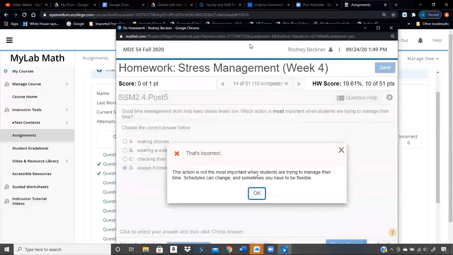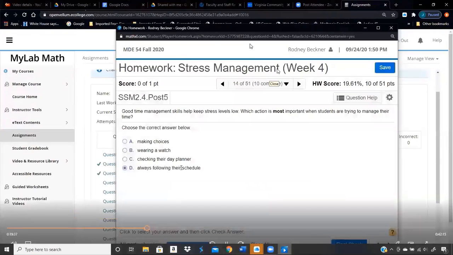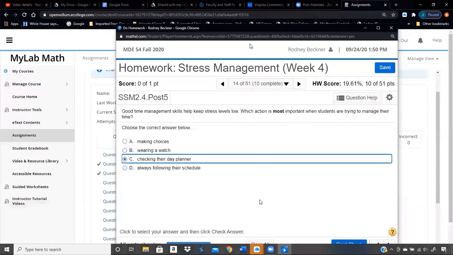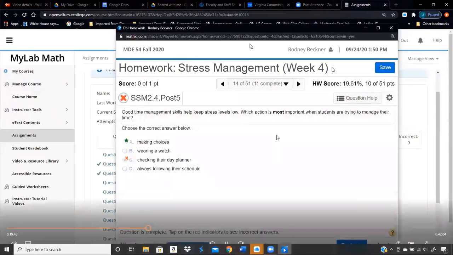The action is not the most important when students are trying to manage their time. Schedules can change and sometimes you have to be flexible. So I didn't know they were going to account for flexibility in this problem. That is certainly a thing. So checking their day planner. No, the correct answer was A, making choices. So I definitely misread that question in terms of what they wanted.